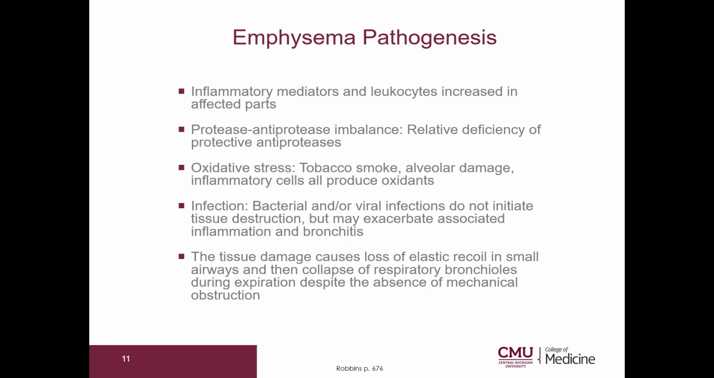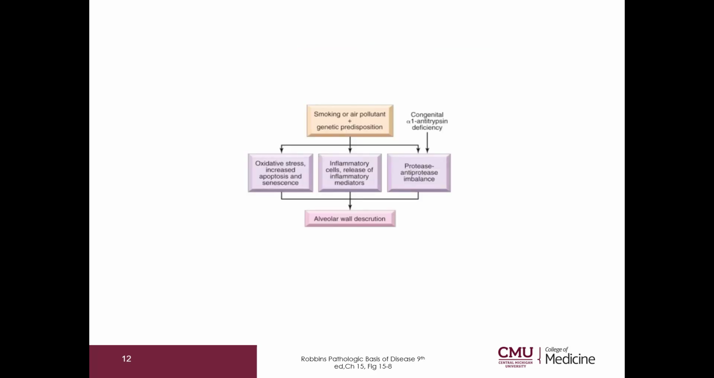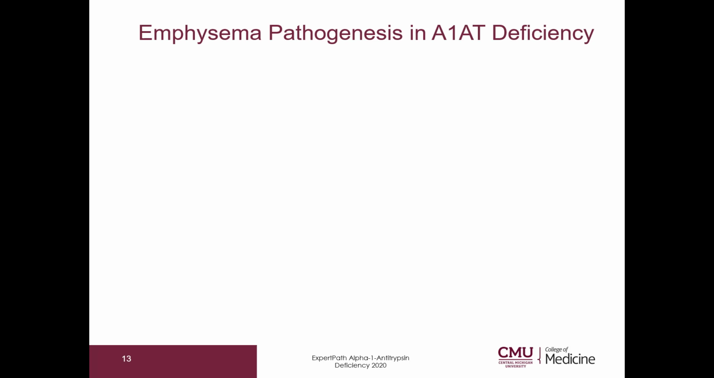The tissue damage causes loss of elastic recoil in the small airways and then collapse of the respiratory bronchioles during expiration, despite the absence of mechanical obstruction. This diagram from Robbins demonstrates the numerous pathways that lead to alveolar wall destruction. I want to discuss emphysema pathogenesis and alpha-1 antitrypsin deficiency in detail.